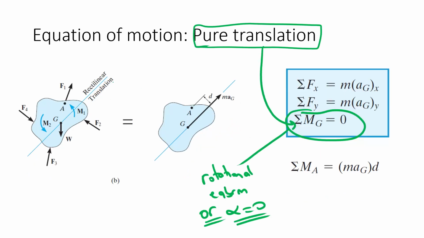If it is for this one, it is a rectilinear translation. The body moves, this is the rigid body. It moves along a straight line path with a center of mass having an acceleration of m times aG.